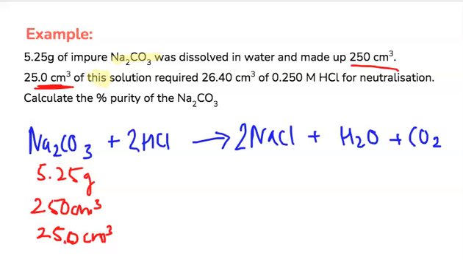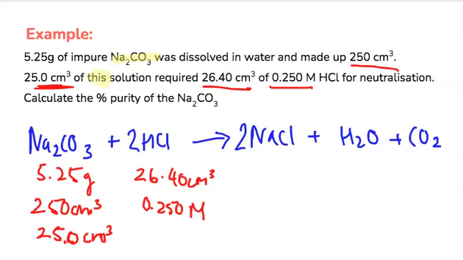Now, continuing with the rest of the information, so 25 centimetres cubed of this solution required 26.40 centimetres cubed of the 0.250 molar hydrochloric acid. So these two pieces of information here belong to the hydrochloric acid, so that's 26.40 centimetres cubed, 0.250 capital M.